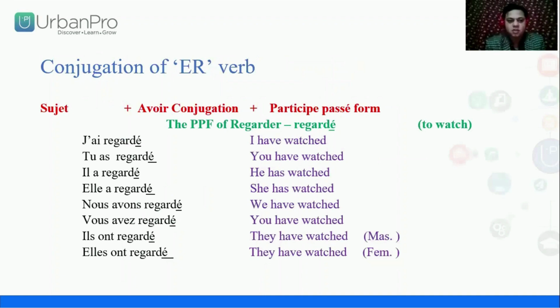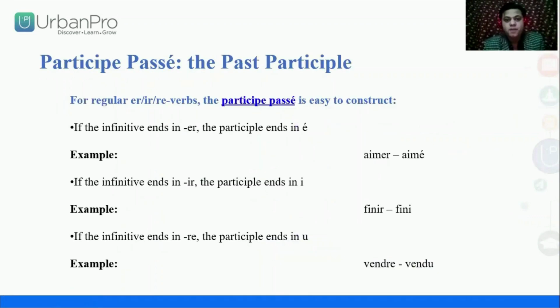Let's have a look. This is subject, avoir conjugation plus participe passé form. For example, the PPF of regarder. Regarder means to watch. Regarder is an ER regular verb, so we remove R and on the E we put l'accent aigu. Let's jump to the passé composé.